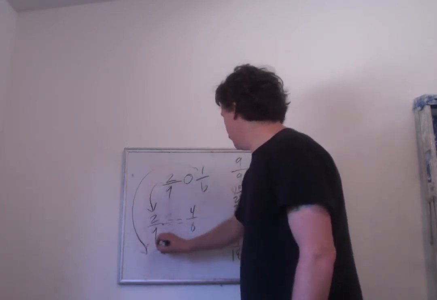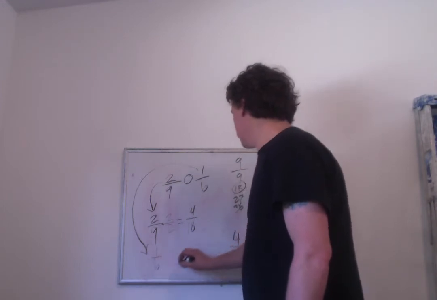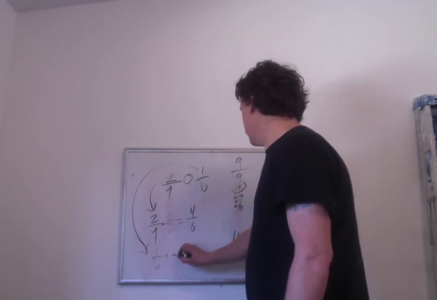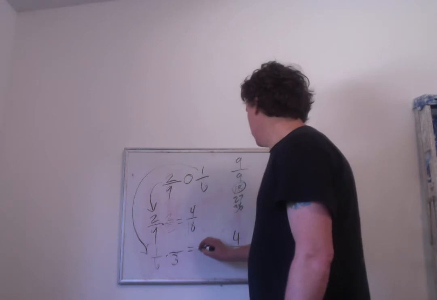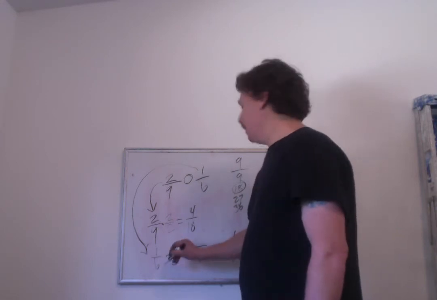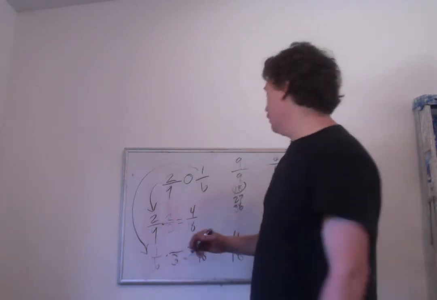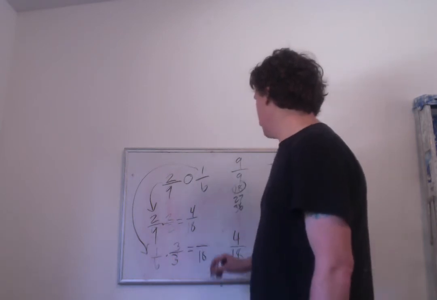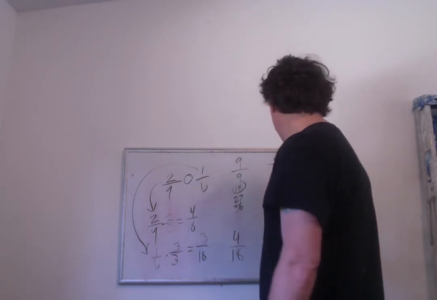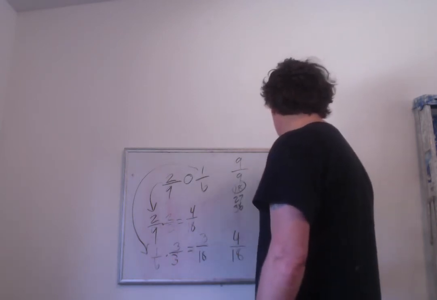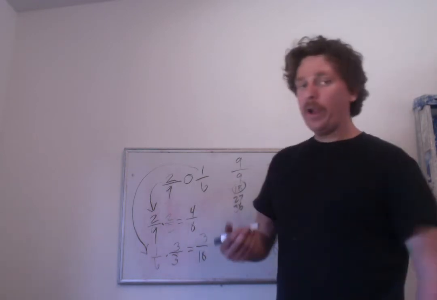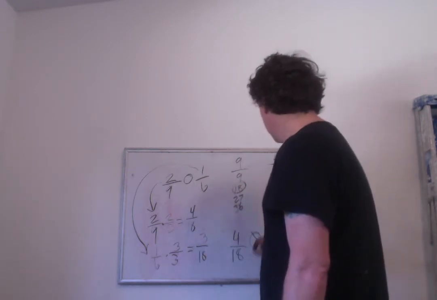Now we'll do another fraction. So 1 sixth. To get to 18, we need to multiply by 3. And anything we do to the denominator, we must do to the numerator to maintain the ratio. So we multiply the numerator by 3, and that gives us 3 eighteenths. So there's our new second fraction. 4 eighteenths is clearly larger than 3 eighteenths.